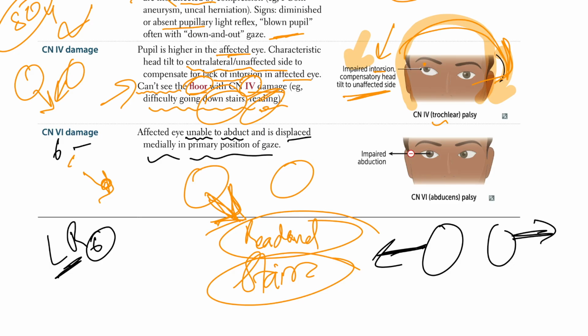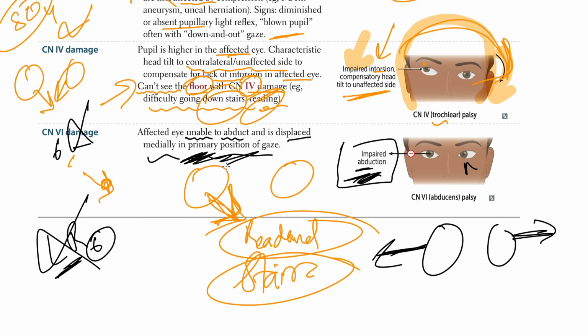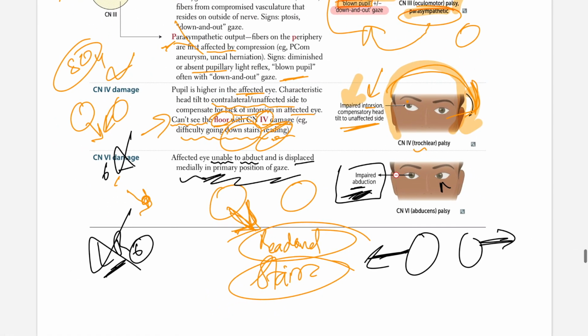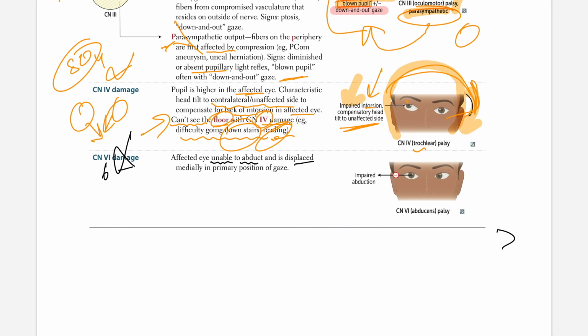So now here, when you have a damage on the abducent nerve, you will not be able to move the eye to the lateral side. Here, it's called impaired abduction. You can't move it laterally. So this is the normal eye, and the abnormal eye, the eye with a problem, won't be able to move towards the lateral side. Okay. And it will be in the primary position of the gaze, meaning it will just look straight, no movement on the lateral side.